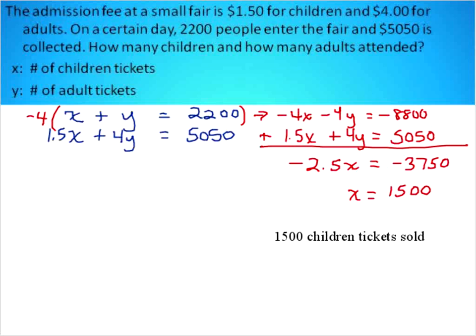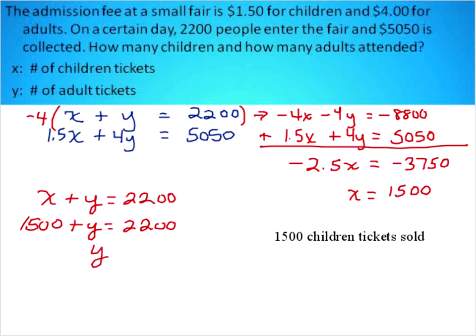And then to get the number of adult tickets, all we do is substitute the 1,500 in either equation for x. So let's substitute it into the x plus y equal to 2,200 equation. X will be 1,500. Subtract 1,500 from both sides, and that gives us 700. Subtracting 1,500 from 2,200 is 700. So there are 700 adult tickets.